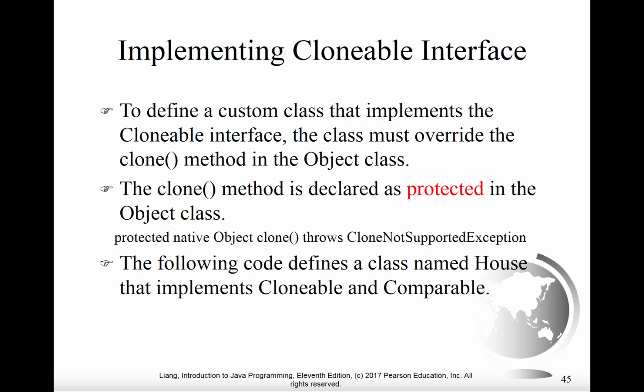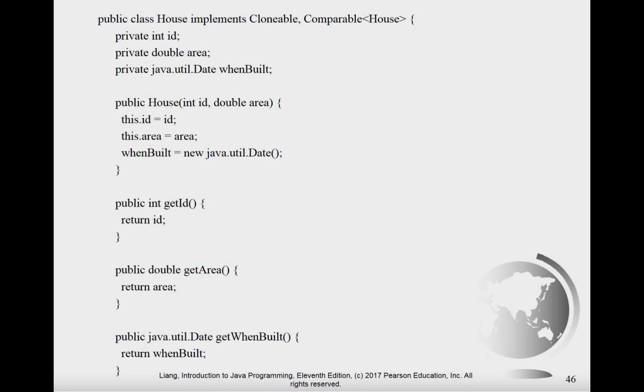In the next slide, we're going to examine overriding the clone method in a situation where we have a class named House that's going to implement the Cloneable and Comparable interfaces. Well, let's start by looking at the implementation of our House class. So at the top here we have public class House implements Cloneable, Comparable<House>.